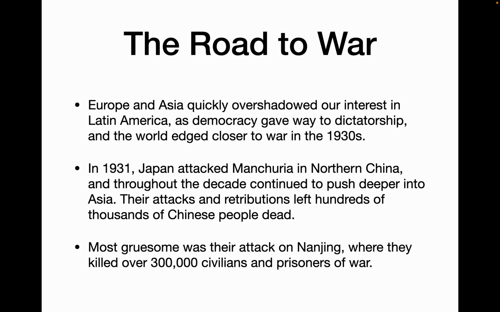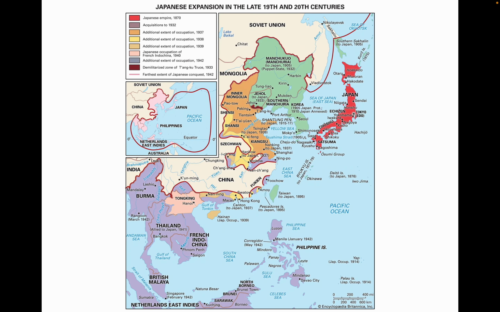And throughout the rest of that decade, it continued to push deeper into China, especially. These attacks left hundreds of thousands of Chinese people dead. Most gruesomely was the Japanese attack at the city of Nanjing, where over 300,000 civilians and prisoners of war were brutally executed by the Japanese invaders. So here is Japanese expansion into China and into the rest of Asia.